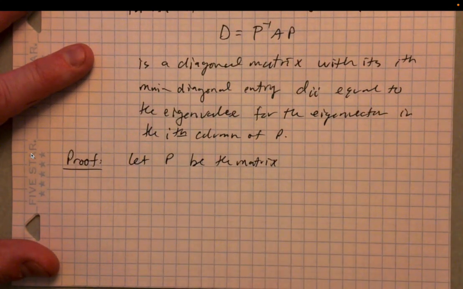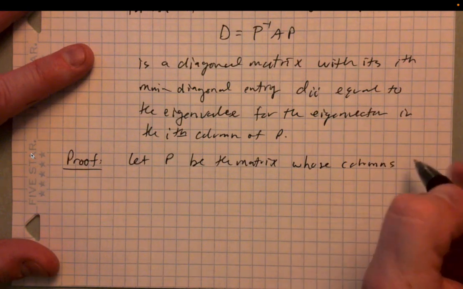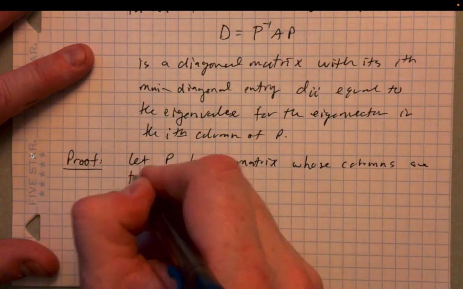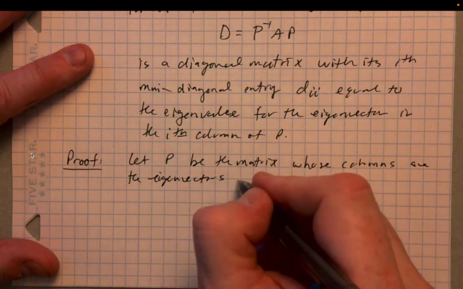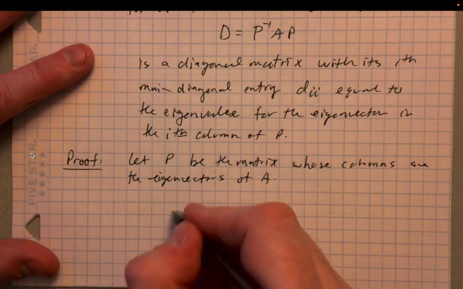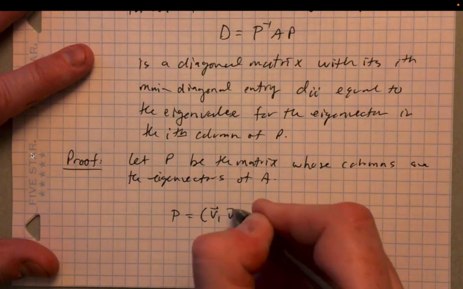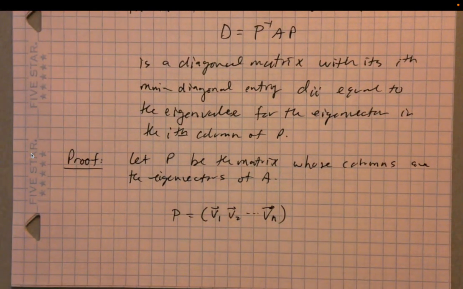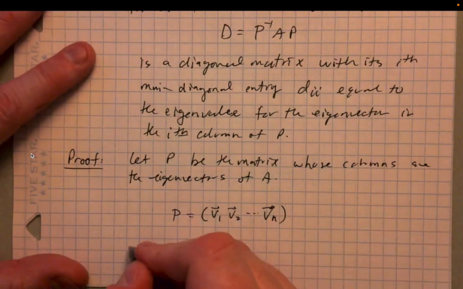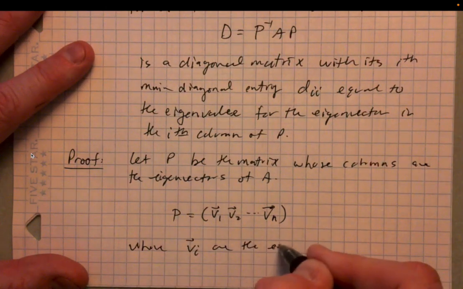So the matrix as we've set up, whose columns are the eigenvectors of A. So I've got, basically what we drew, V1, V2, ..., Vn, where the Vi are the eigenvectors.